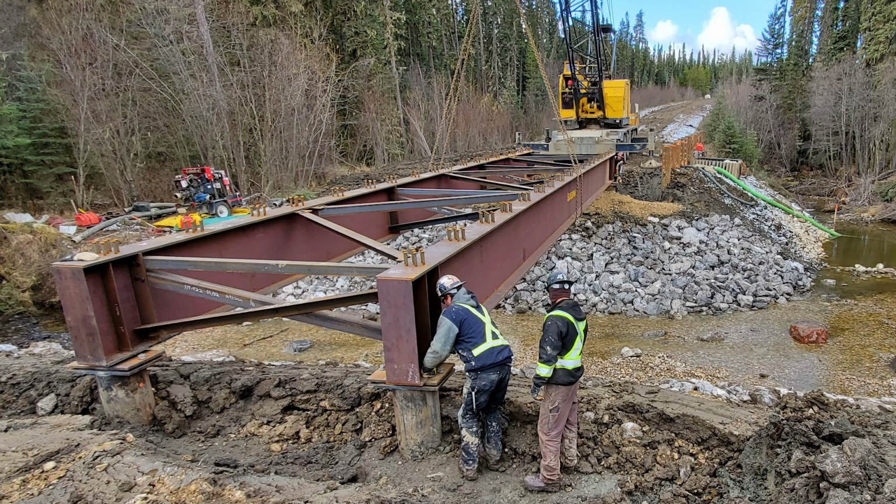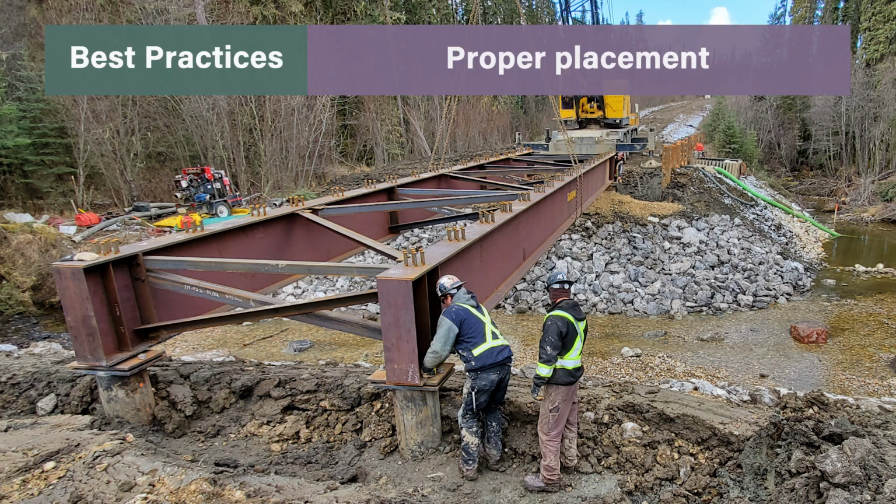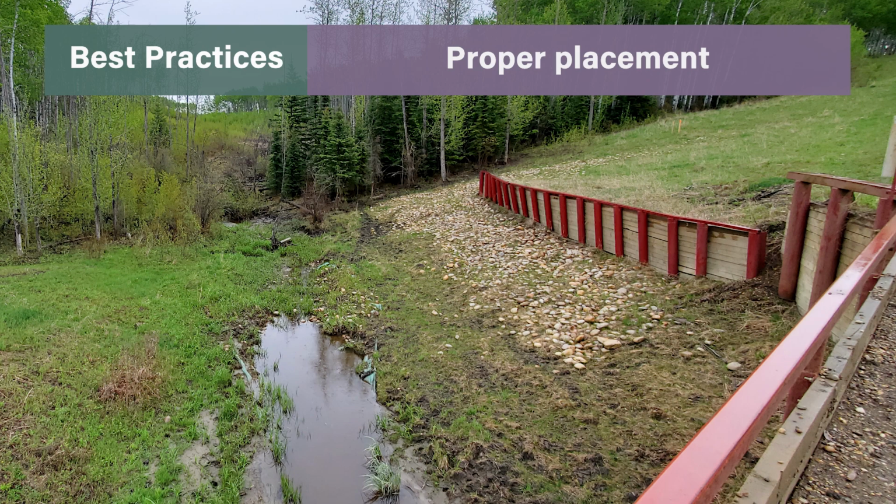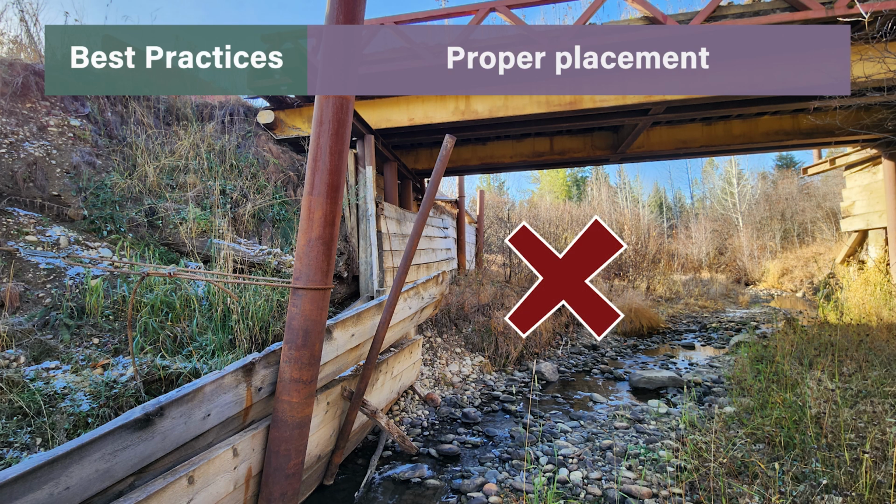Bridges can be set on steel piles, concrete abutments, or properly stabilized native soil. To avoid damage and retain vegetation, any abutments and wing walls need to be placed outside the high water mark and not on the banks of the watercourse. This is an example of a bridge with wing walls improperly placed inside the watercourse.